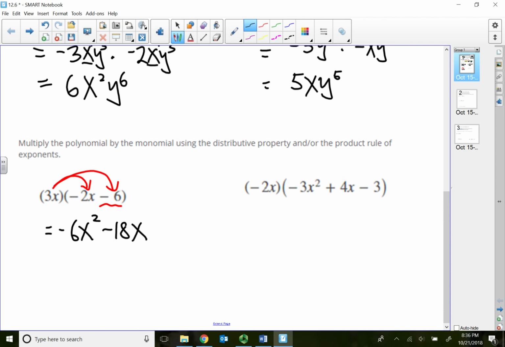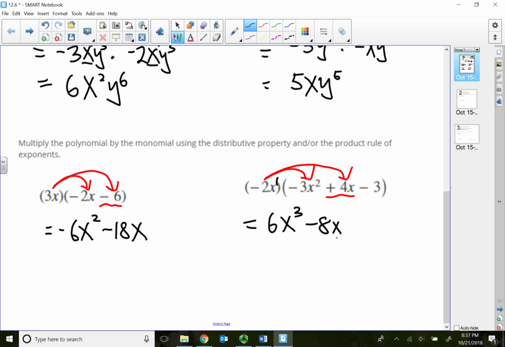Now the one on the right. They purposely put the negative 2x here and the 3x here to indicate that it's one term times multiple terms. Technically, this negative 2x doesn't even need to be in parentheses, because it is just one factor here. Start doing the distribution on the terms inside. Negative 2x times negative 3x squared has to be positive 6x to the third power, because I have to add the exponents for the variables. Next, negative 2x times positive 4x: negative 2 times positive 4 is negative 8.